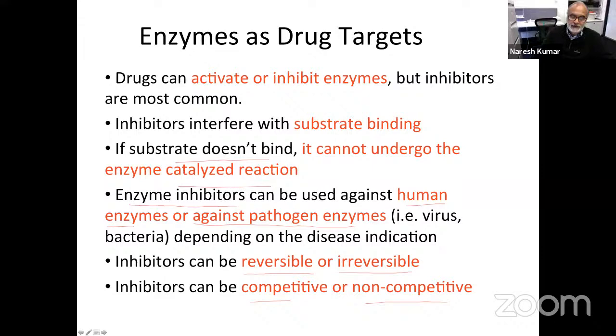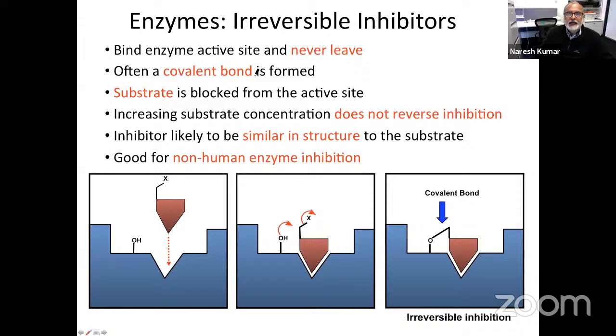We're going to start with an irreversible inhibitor of an enzyme. By irreversible inhibitor, as the name implies, something is going to bind the enzyme active site and never leave. And it can be an irreversible inhibitor by forming a covalent bond. So this is the active site of the enzyme in the cleft over here. And this is the drug which is coming in. And the drug is going to bind in that active site by a covalent bond between this carbon here and this oxygen here. So it's forming a covalent bond.